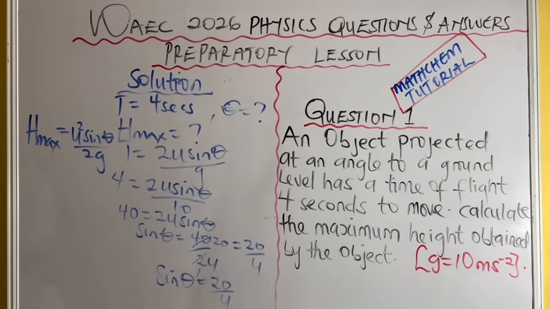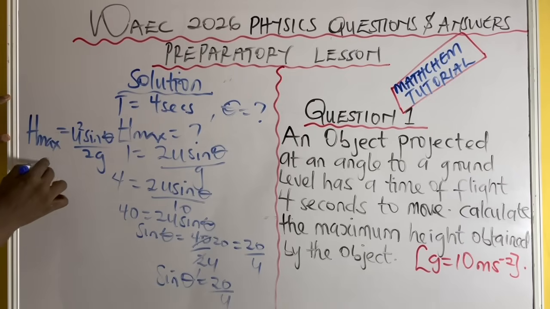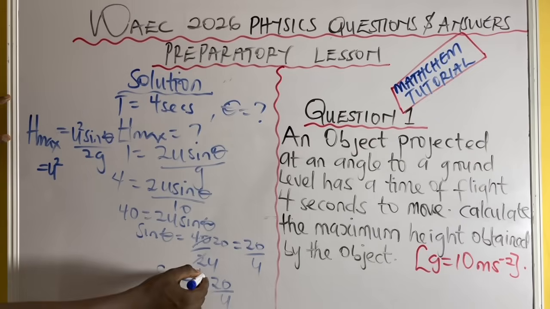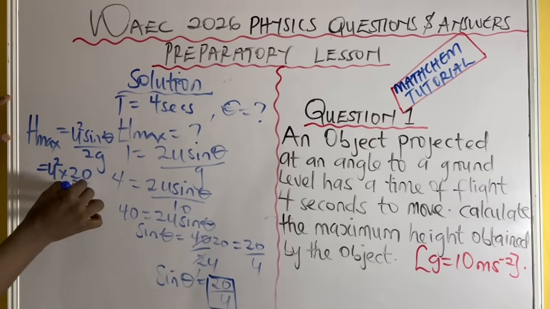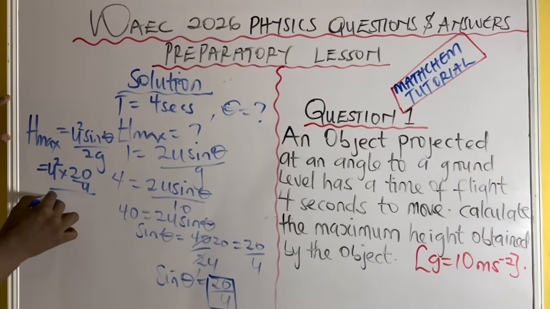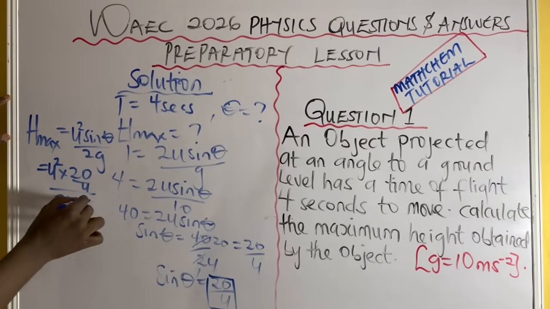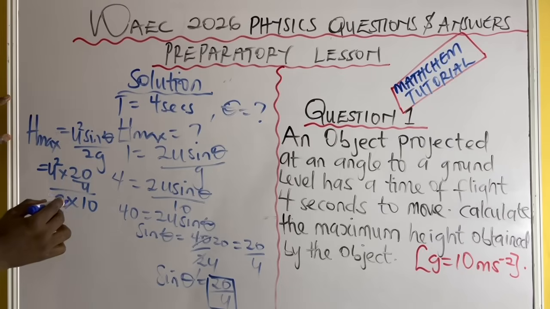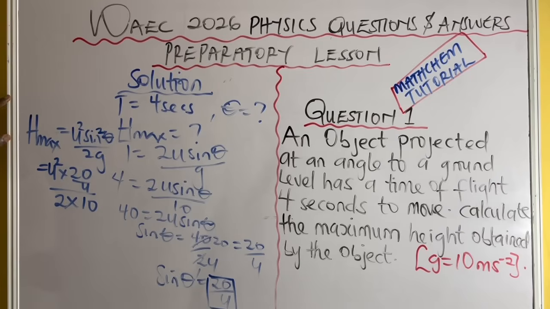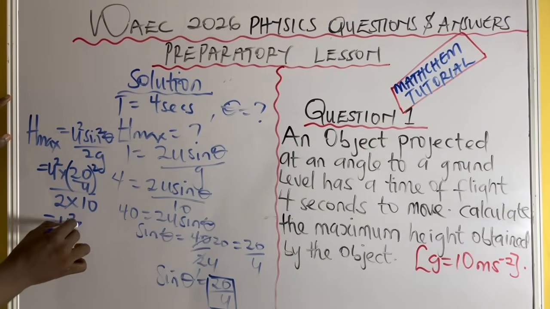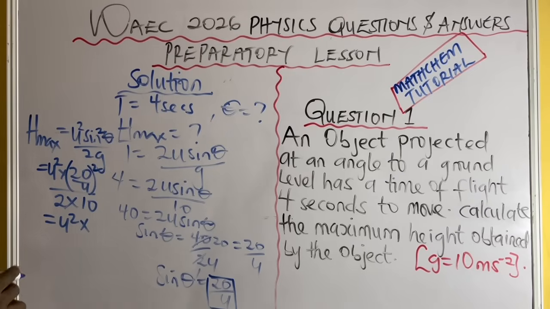So now, how do we go about that? We don't know what u squared is, right? So let me repeat: sine theta will now be represented by 20 over u. So multiply by 20 over u, all over 2g, that means 2 times 10, since g is 10. Sorry, it is u squared sine squared theta over 2g, so everything here is going to be squared. So that's going to be u squared times 20 over u squared, that is 20 squared.